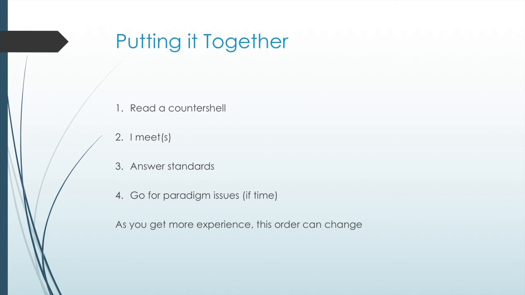First, you're going to read your counter shell. So you're going to come right out the gate and you're going to say, first counter interp, and then read that whole shell. And then you're going to move over to your opponent's shell and start doing your reasonability stuff. You're going to start with I meets, because it's pertaining to the interp and violation, which is at the top of the flow. And then you're going to go down the flow, you're going to answer your standards. And then at the very bottom of the flow, you have your paradigm issues. You're going to go for them, but only if you have time.